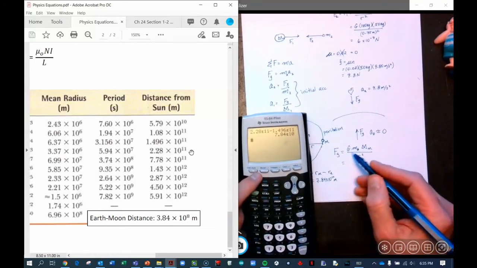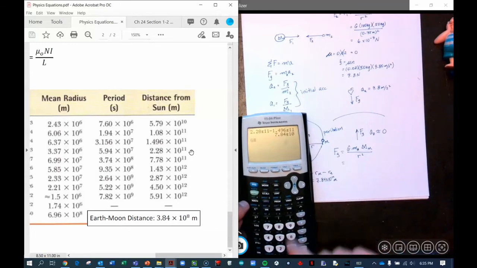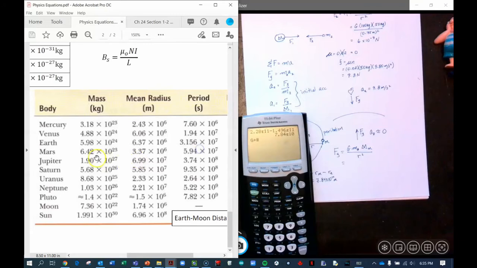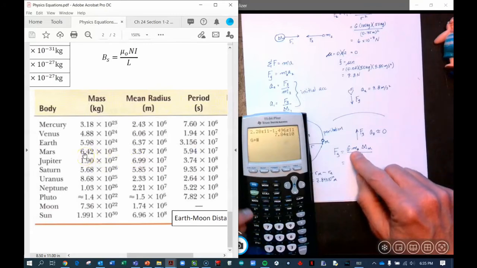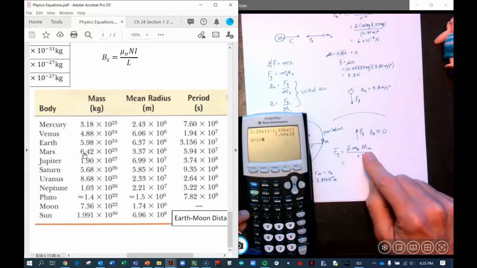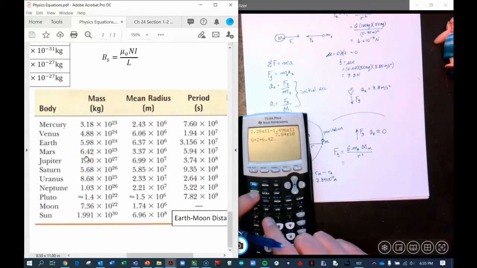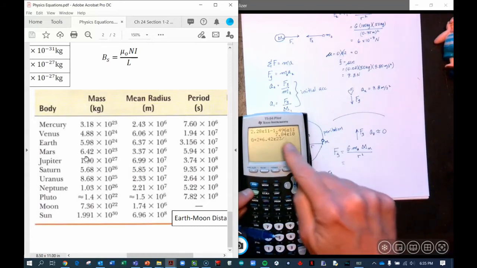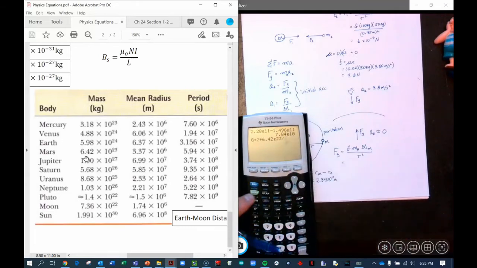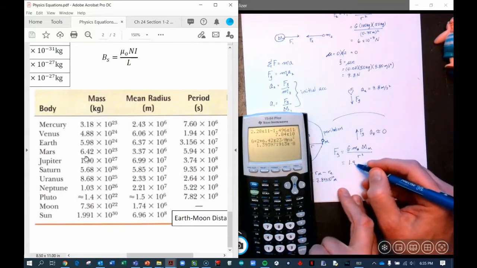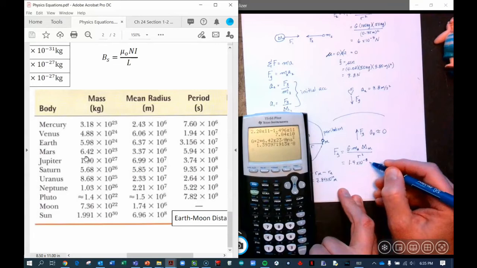If I were to then type this into the calculator, I would have G times the mass of the baby, which is 2 kilograms, times the mass of Mars, which is 6.42 times 10 to the 23rd, divided by our answer here, our radius. I'm just going to do second answer, and I want to square that. Don't forget to square it, and then boom. So I see that this is 1.4 or so times 10 to the minus 8 newtons.